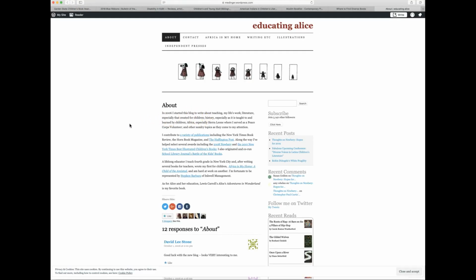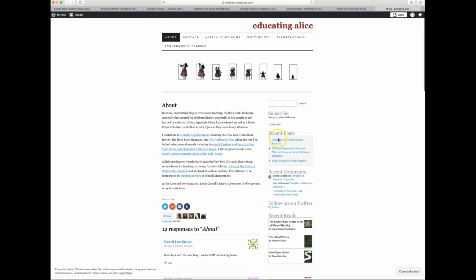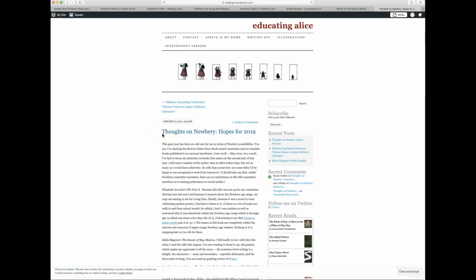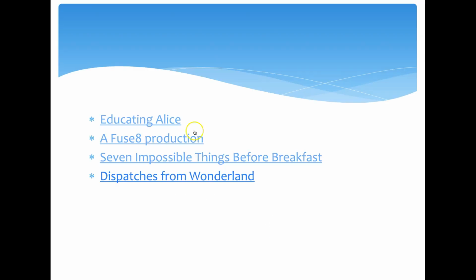Educating Alice is by, I think, Monica Edinger, who is a teacher who's very knowledgeable about books. She works at a school in New York and also happens to be very much an Alice in Wonderland fan. So she wrote this before the Newbery, and she'll probably be commenting on the Newbery winners soon.